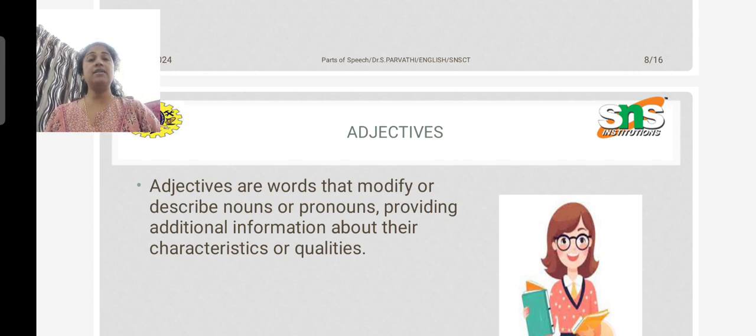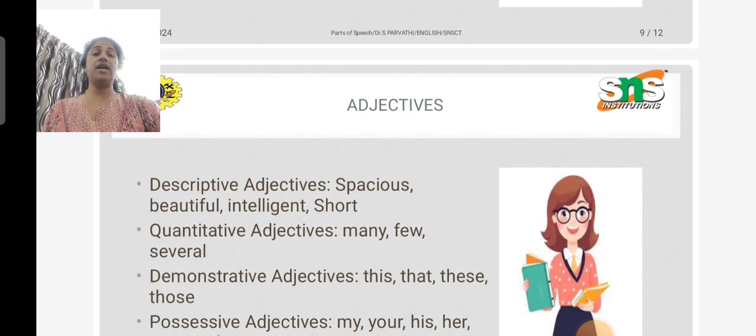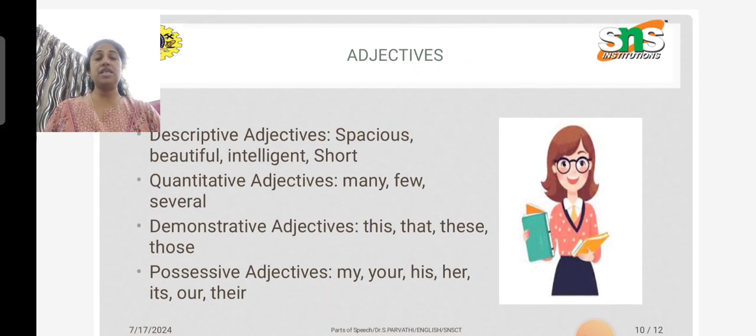And I can say there is a spacious white house. So you are explaining that the house is very spacious and white in color. You're giving more explanation, or additional information about the house. So these are all called adjectives, right? Spacious, beautiful, intelligent.